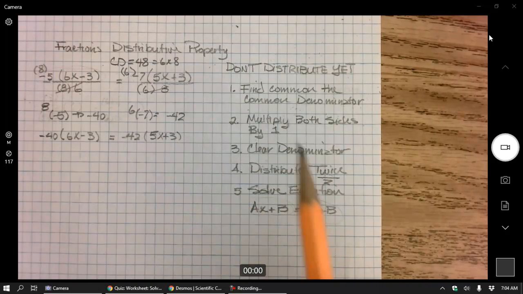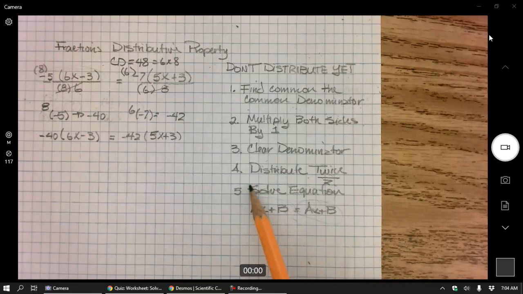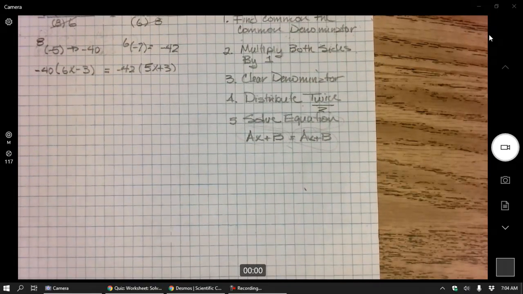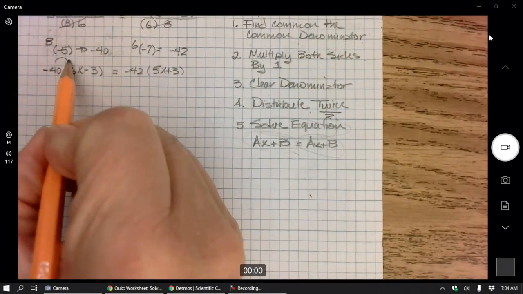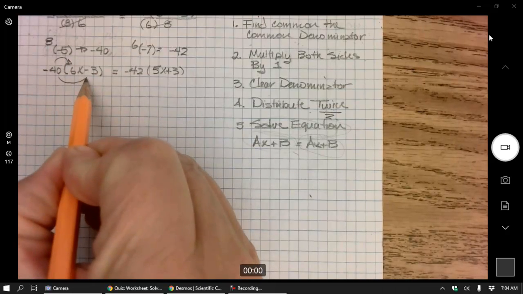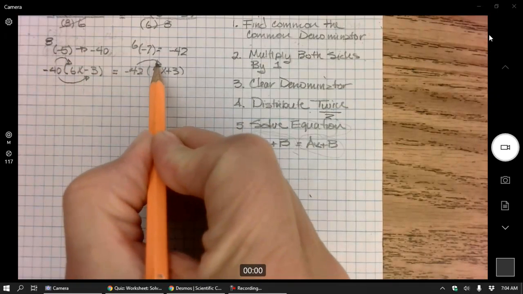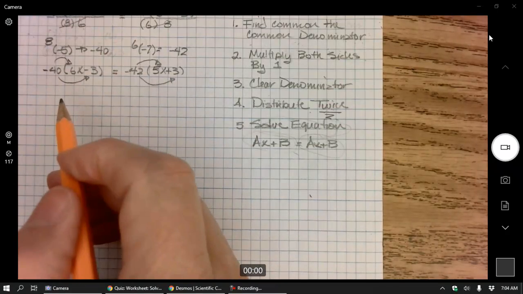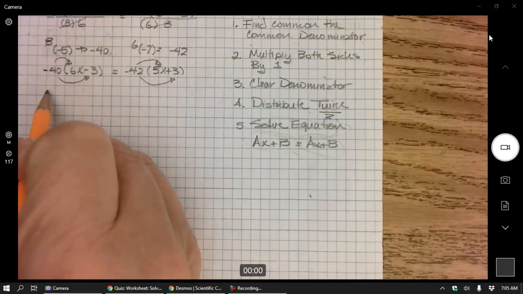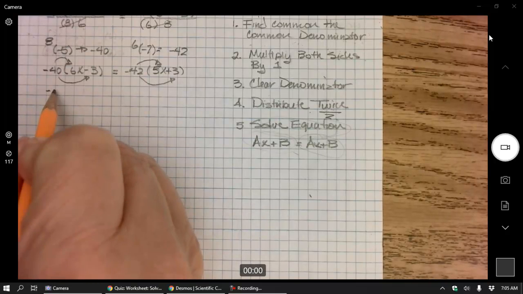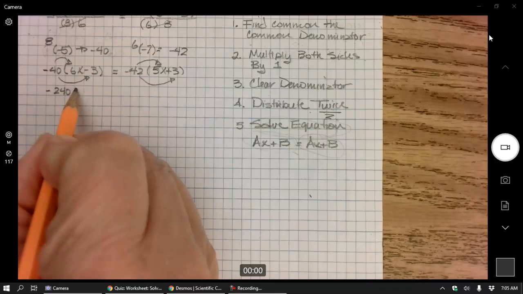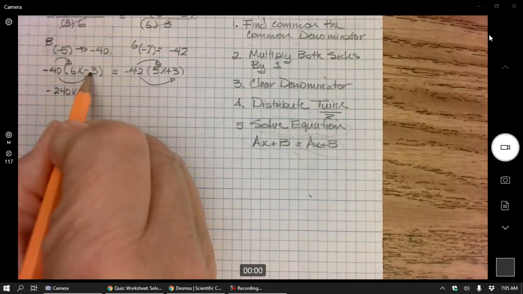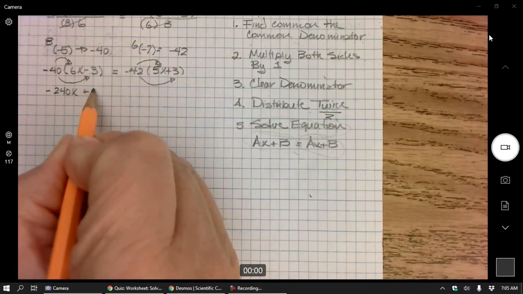So now that turned into a problem that we did last week. And so now we're just going to solve it like we normally would. All right, let's take the outside times the inside. We do it to both terms on both sides. Our denominator's gone. And negative 40 times 6 will give me a negative 240 with an x, and then a positive times a positive will give me a positive 120.